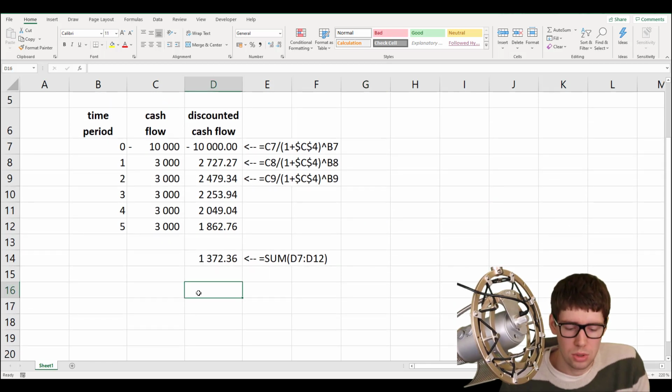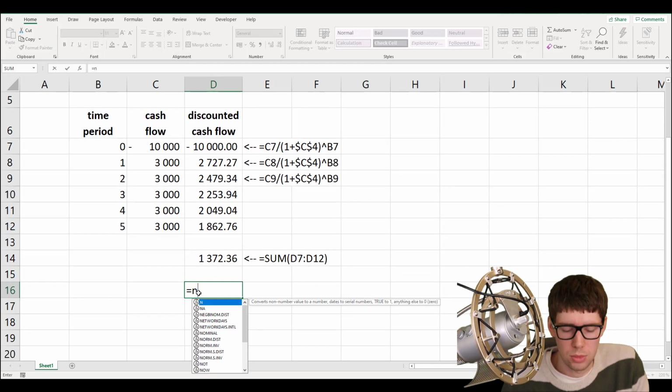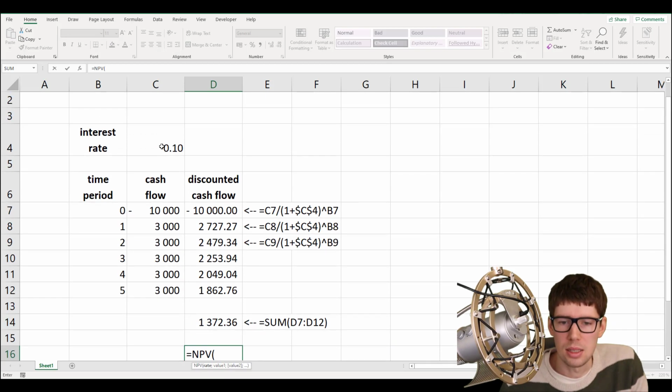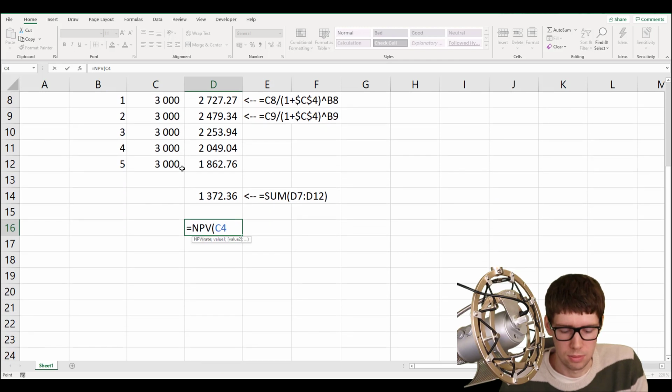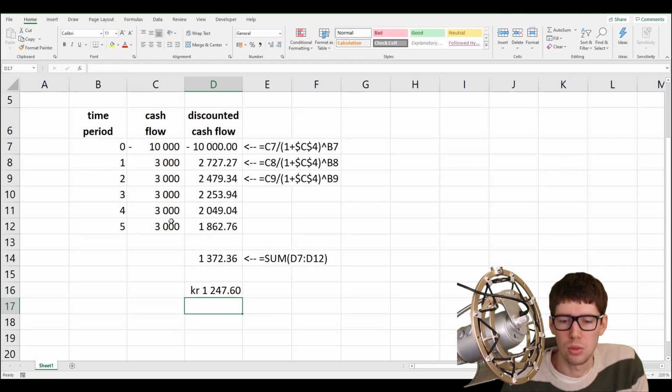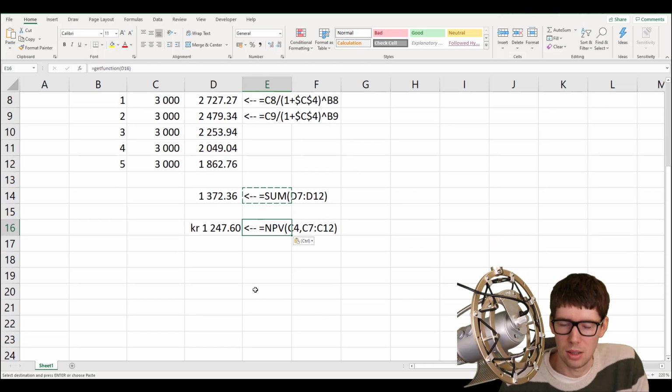Now let's try to use the net present value function that comes with Excel. So that's NPV, and then the interest rate, and then the cash flows. And this number is going to be something different. It's not going to work. That is because what Excel is doing is not really implementing the actual net present value equation as we talked about earlier.